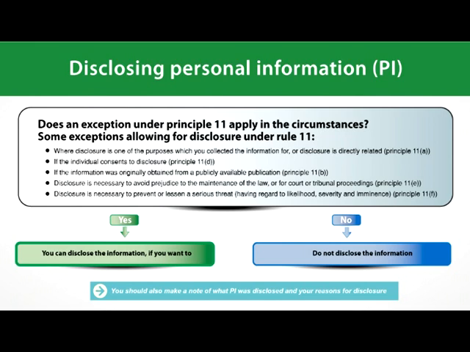Some of these exceptions include where disclosure is one of the purposes which you collected the information for, or disclosure is directly related to the purpose, if you have the client's consent to disclose the information, or if disclosure is necessary to prevent or lessen a serious threat. Note that if you're determining if there is a serious threat, you need to have regard to the likelihood of the threat being carried out, the severity of it, and the time at which the threat may be realised.